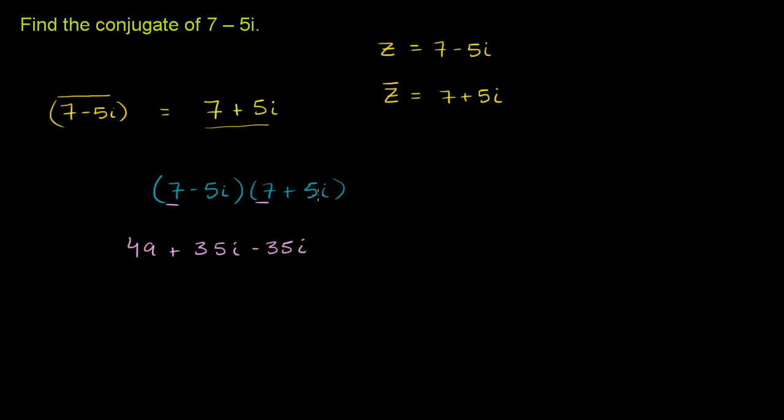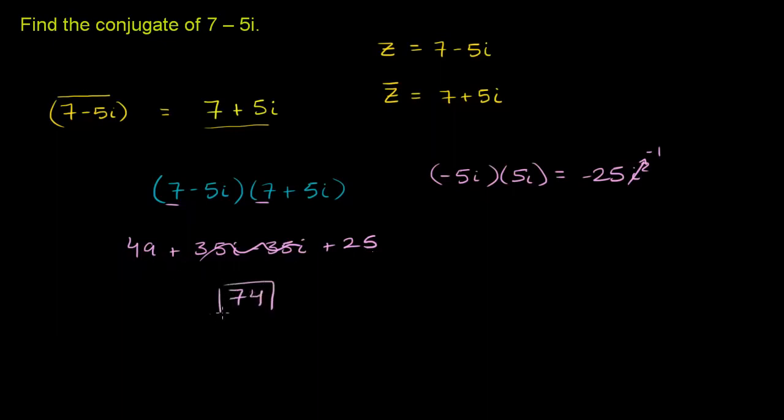So negative 5i times 5i is negative 25 times i squared. i squared is negative 1. So negative 25 times negative 1 is positive 25. And these two guys over here cancel out, and we're just left with 49 plus 25. See, 50 plus 25 is 75, so this is just 74. So we are just left with the real number 74.